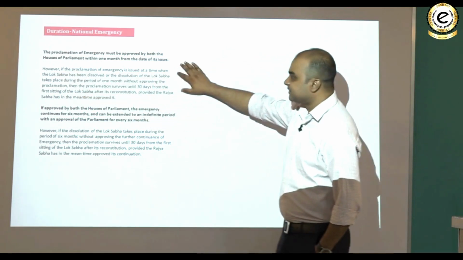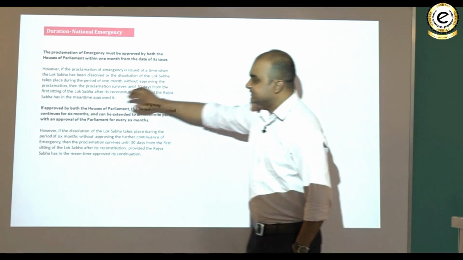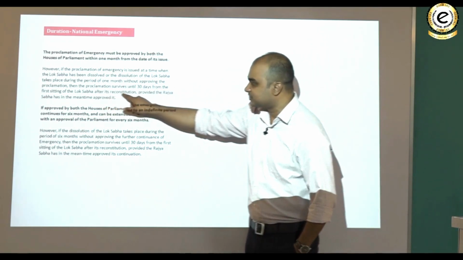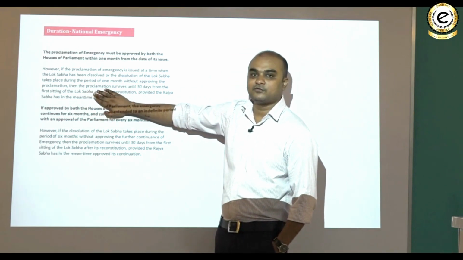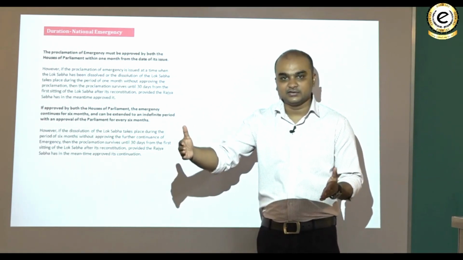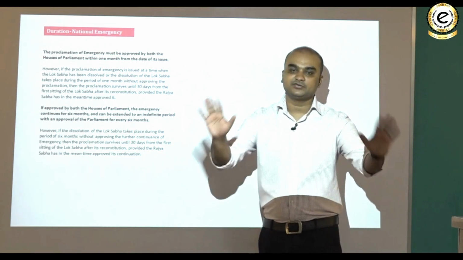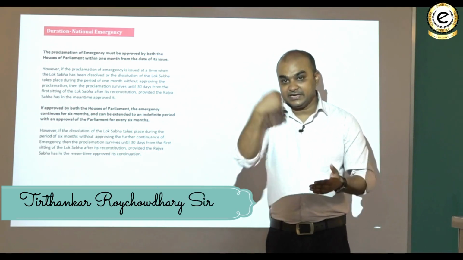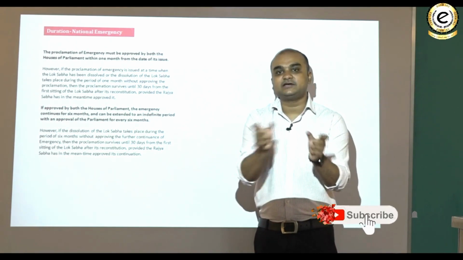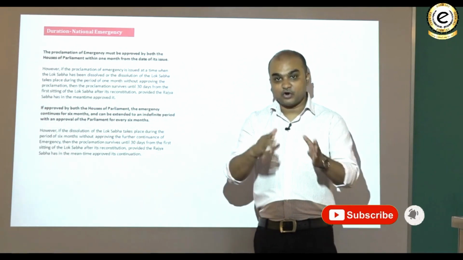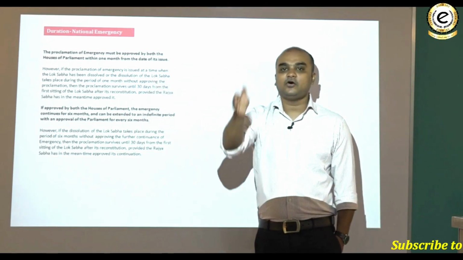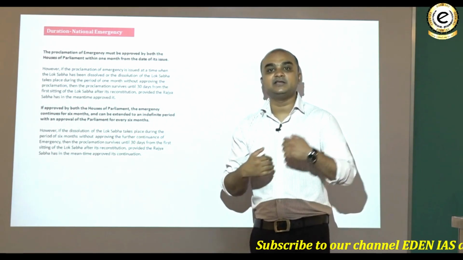However, if the proclamation of emergency is issued at a time when the Lok Sabha has been dissolved, or the dissolution of the Lok Sabha takes place during the period of 1 month without approving the proclamation, then the proclamation survives until 30 days from the first sitting of the Lok Sabha after its reconstitution, provided that the Rajya Sabha in the meantime has approved of it. Now, what I'm saying is that a proclamation, once it is issued, has a lifetime of 1 month. And within 1 month, it needs to be approved by both the houses of the Union Legislature. But suppose on the day of issuance of the proclamation the Lok Sabha is dissolved, or within the expiry of that 30-day period the Lok Sabha is dissolved, then the proclamation will survive for 30 days counted from the day of reconstitution of the Lok Sabha, provided that in the meanwhile the Rajya Sabha has approved of it.